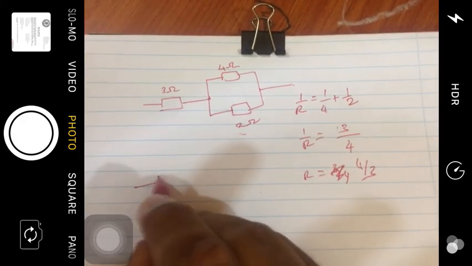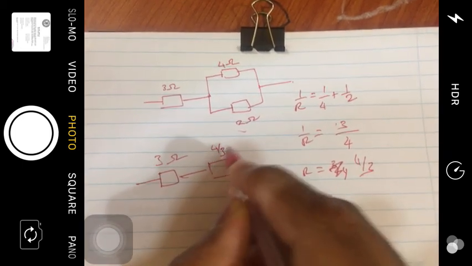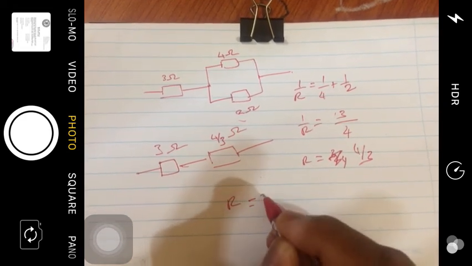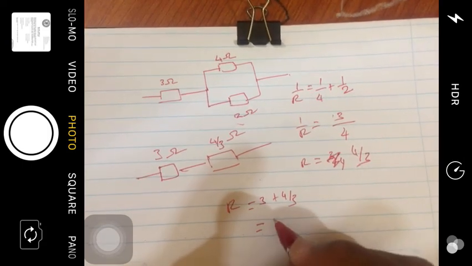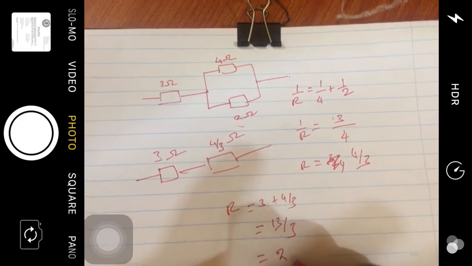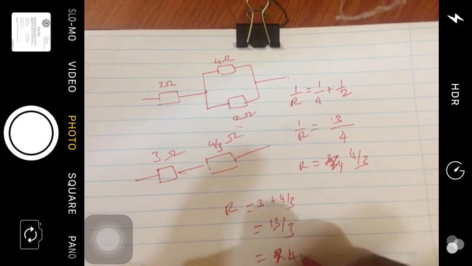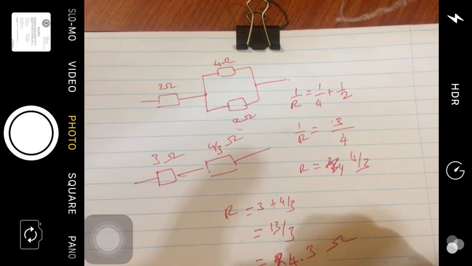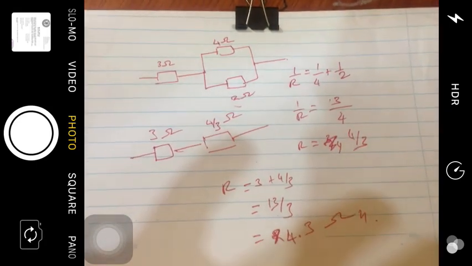Once you have done that, you have the 3 ohm and then the 4 by 3 ohm in series. So the equivalent resistance would be 3 plus 4 by 3. That would be 13 by 3, that is 4.3 ohms. Okay, 4.3 ohms.